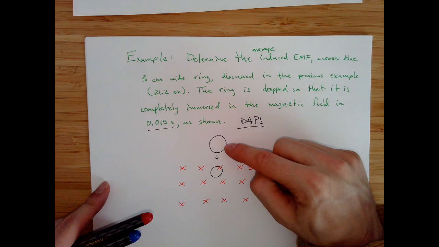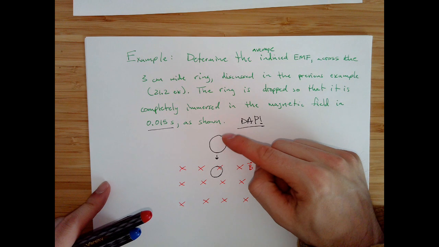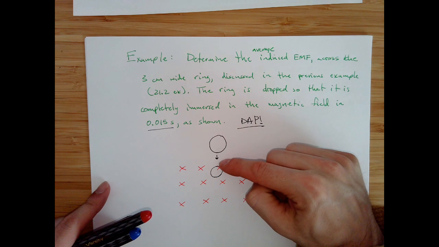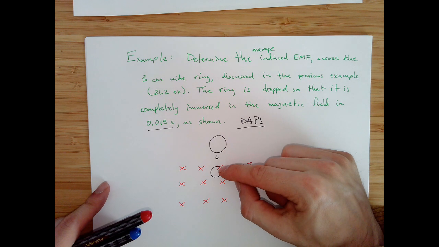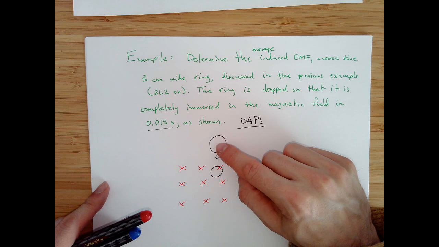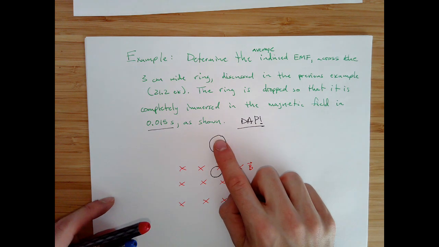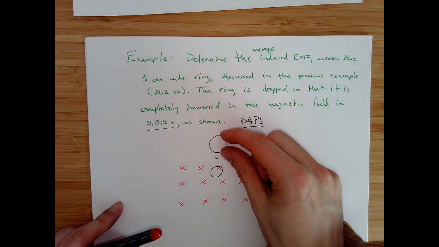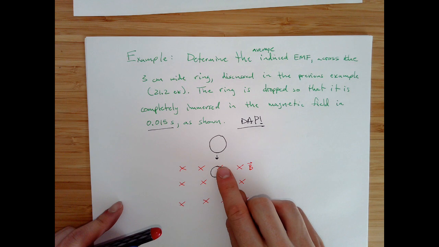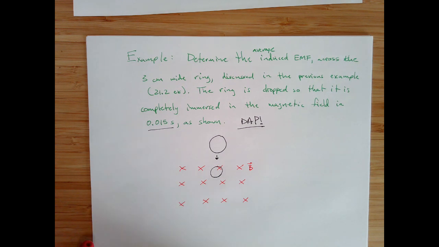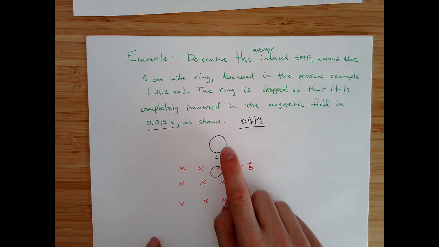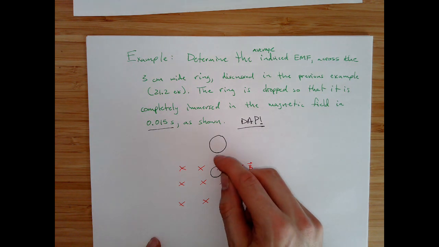Now think about this. If you're this ring and you're falling, you have no B field lines in your area until you start to enter this field. As you fall into the field, you can imagine more and more of these X's going through the area of the loop. And it won't be until the loop is completely inside the X's that the B field will be constant, until it starts to leave the field again. So what we need to do is figure out the average induced voltage, or EMF, across this ring as its magnetic flux changes as it enters into the field.